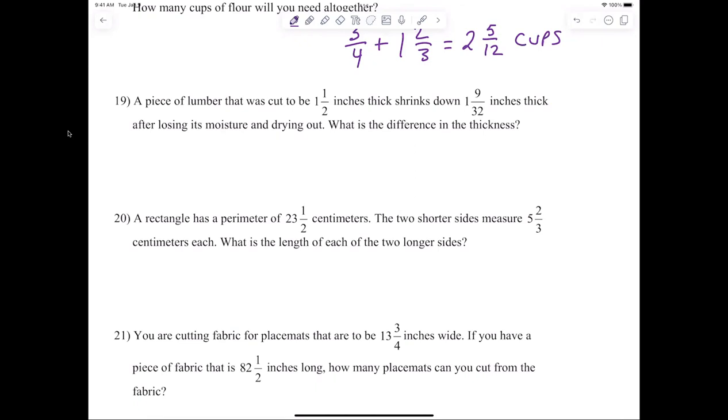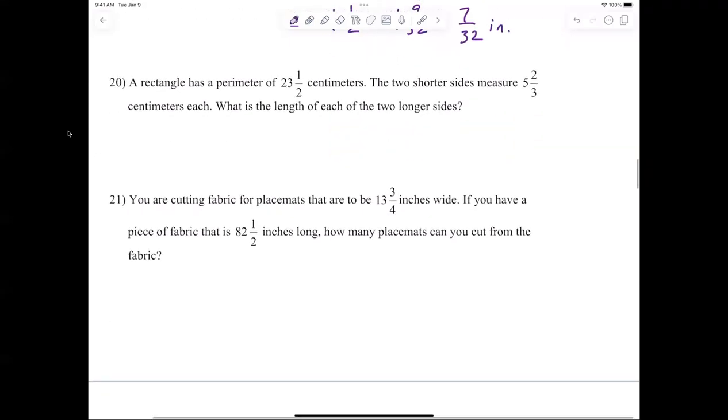What do I do? That is correct. Everybody's writing down 1 and 1/2 minus 1 and 9/32. What did you get? 7/32 of an inch. That is correct. All right, I'm pretty happy with that. Jackson, go.